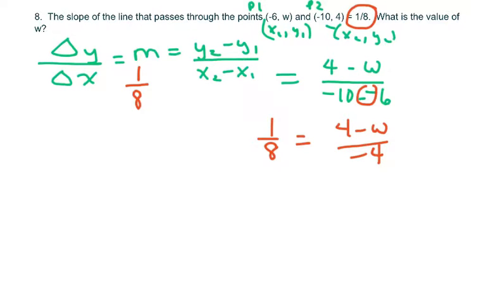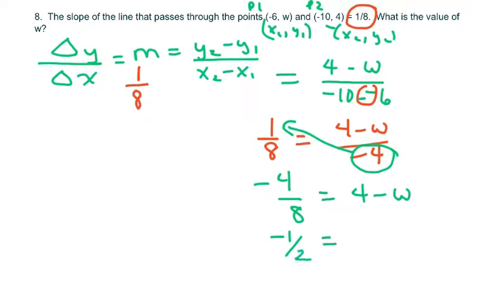Alright? Now, we're just going to cross multiply. I'm going to multiply negative 4 times 1 up here. You get negative 4 over 8 equals 4 minus w. And this is really negative 1/2 equals 4 minus w. And then I solve for w. So if I subtract 4 from both sides, I'm going to move it over here.